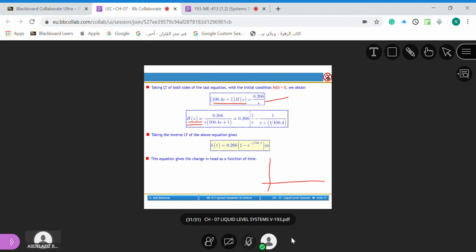So at the beginning, it is 0, and then it goes like this. With respect to time, it will be constant. So H of t will be constant, and this value is 0.266. So this is the time, and this is H of t, how it is. After some time, it will go to the steady state, and the height will be a constant.